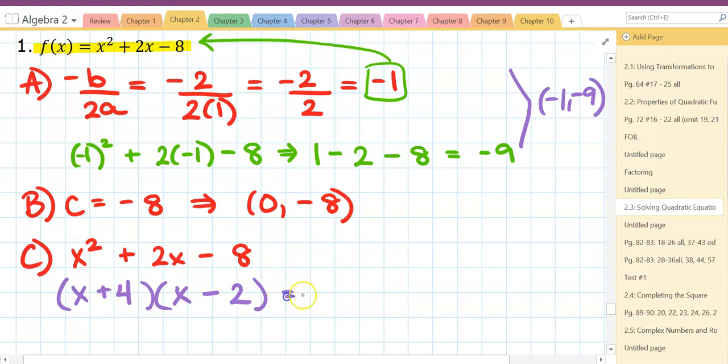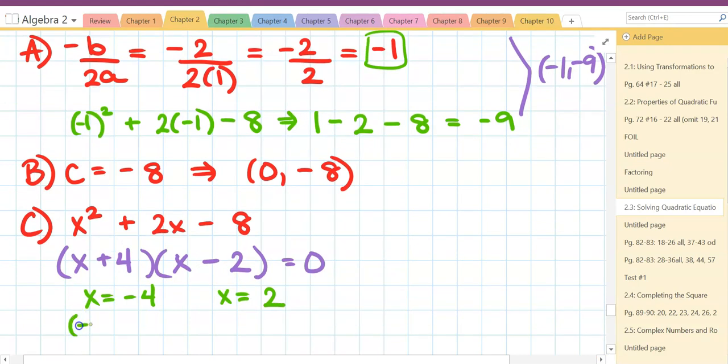Then if I set these equal to 0, just like we were doing a little bit ago, x plus 4 equals 0 and x minus 2 equals 0. It just flips their signs. So you get x equals negative 4 and x equals 2. Those are your zeros, which as coordinates, because I'm going to have to graph this, would be negative 4, 0 and 2, 0, because that's where they are on the x-axis, like we saw from our charts yesterday.